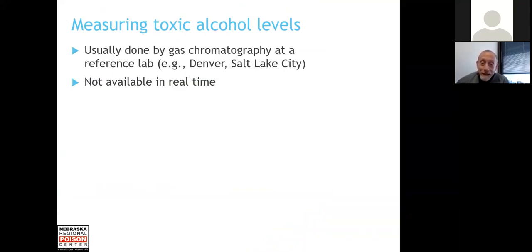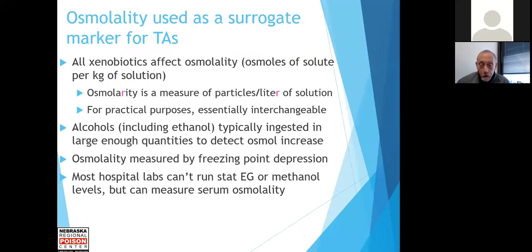Problem is that it's not that easy to measure toxic alcohol levels. It's done by gas chromatography, typically at a specialized reference lab, and it's a send out. You're not going to get this back in real time. So most of the time, you're going to treat based on a high index of suspicion and possibly relying on a surrogate marker. The surrogate marker that we usually use is not a very good one.